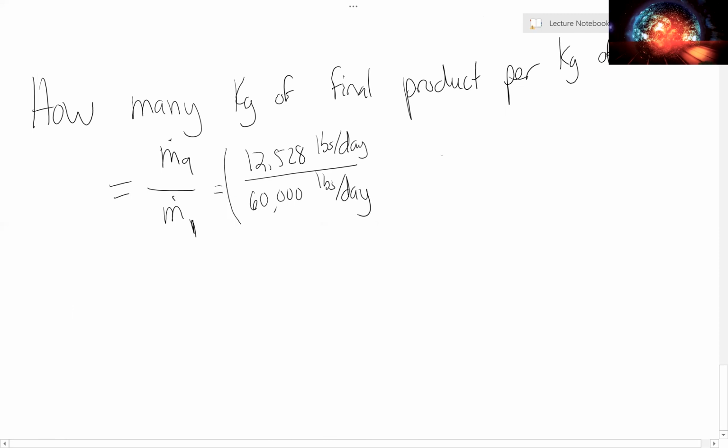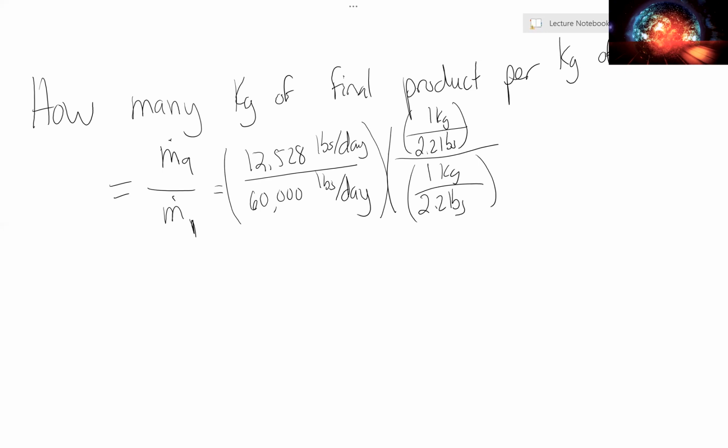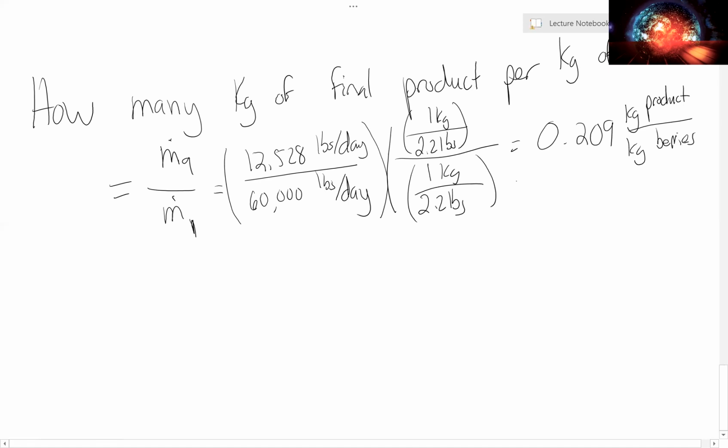And just to kind of show you that the unit conversion doesn't matter, 2.2 pounds is 1 kilogram here at the top and also down here at the bottom. So that essentially multiplying by unity changes it from pounds per day to kilograms per day. So it's really just 12,528 divided by 60,000, or 0.209 kilograms product per kilogram berries. So 20.9% is your final, quote unquote yield.